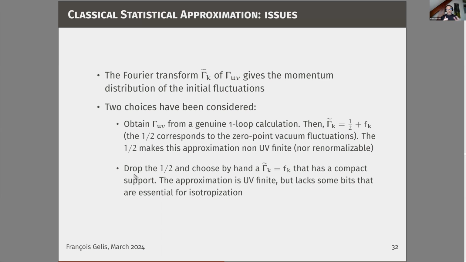So this is the state of this classical statistical approximation applied to heavy ion collisions. It's not very satisfactory because you can have either something which is UV finite but misses some physically important contributions, or something which has these contributions but is not renormalizable.